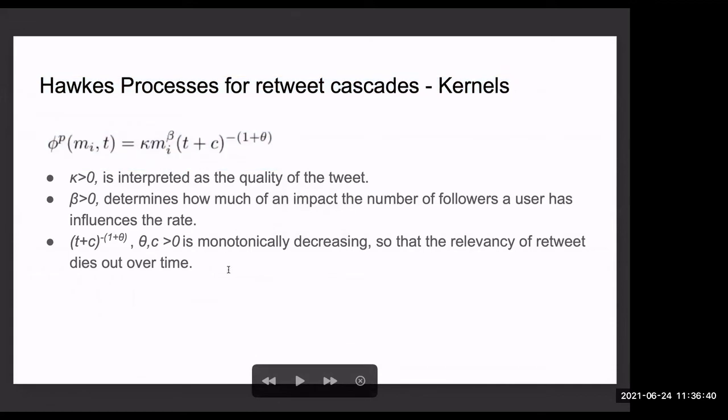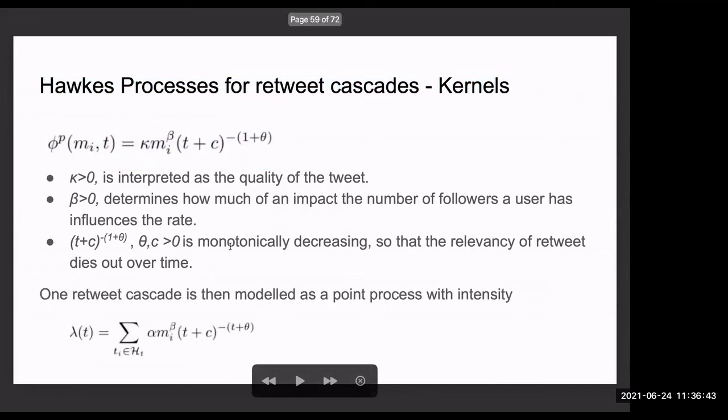Oh, my pen died. Okay, so the final model for a retweet cascade looks like this, where it has this intensity. But note that there is no baseline intensity for this, since we're assuming that every retweet is a consequence of another tweet happening in that same retweet cascade. So there are no retweets coming from the outside in this model.